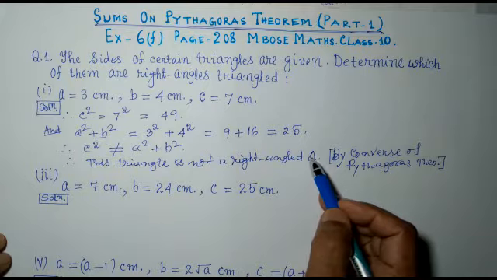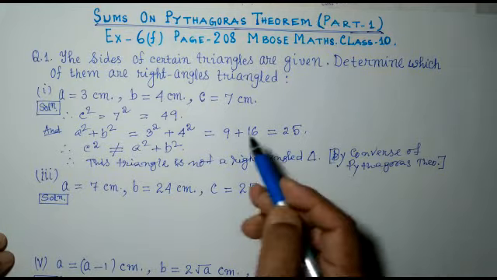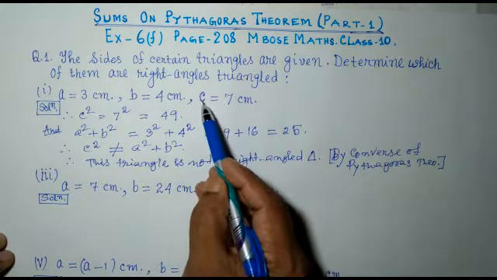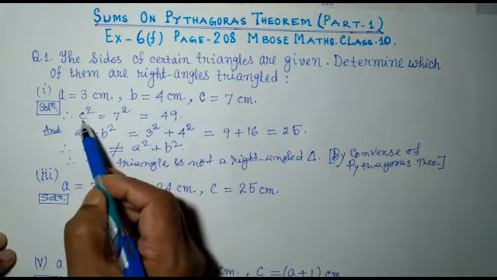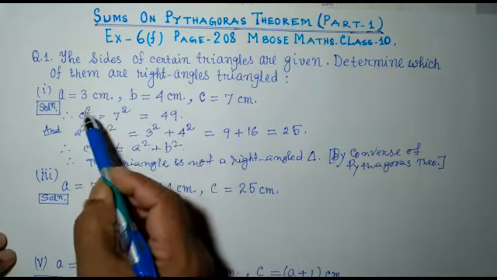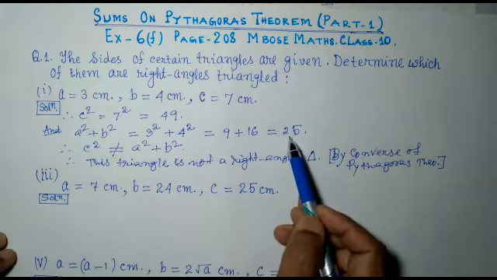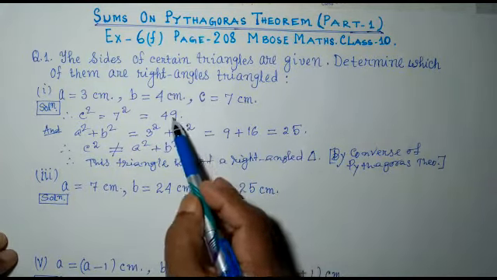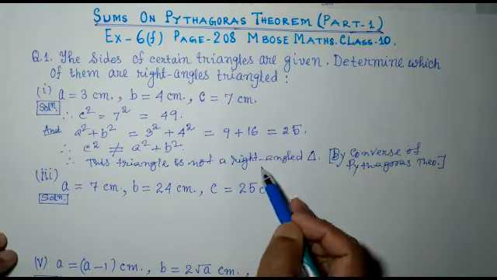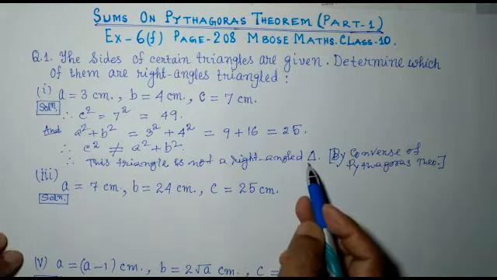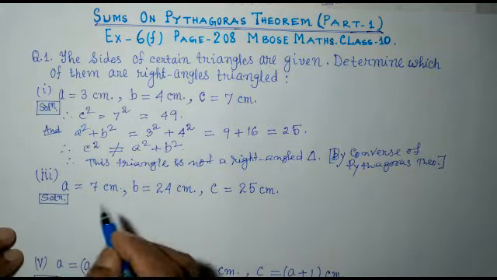So what we have done here, look at it again. The longest side C is 7 centimeter. We will take the square of the longest side, and then we will take the sum of the squares of the other two sides, and we will compare. If the two values are same, it is a right triangle. If it is not same, it is not a right angled triangle. Let us see question number 3.